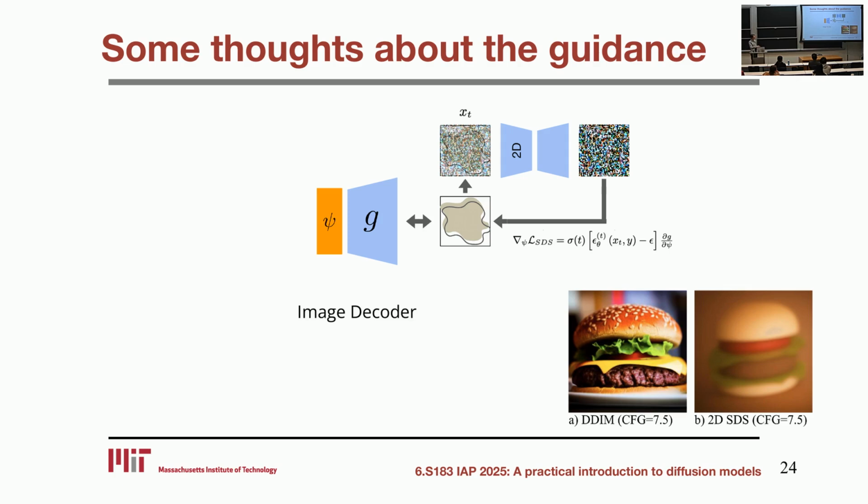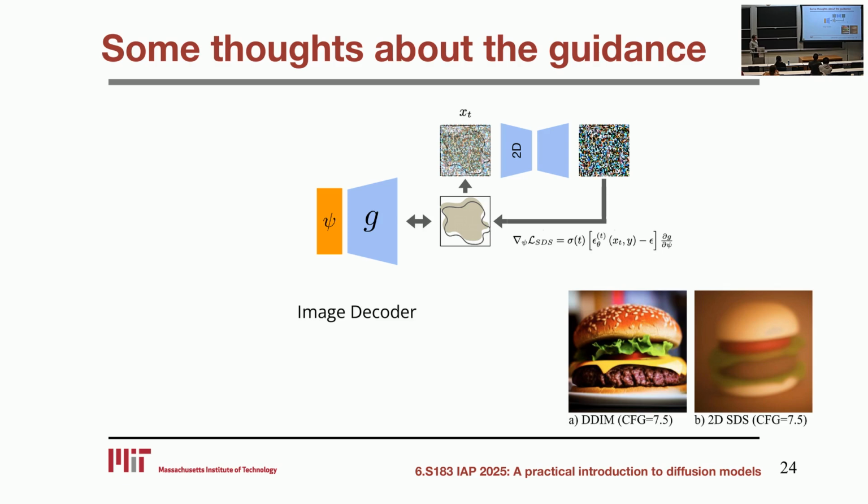So you can see here that this is DDIM. This is a hamburger we get from there. This is a hamburger we get from these magical formulas. So something is really off here. And there's definitely capacity to improve all this.